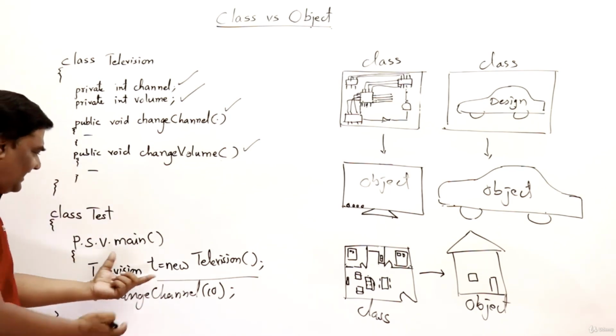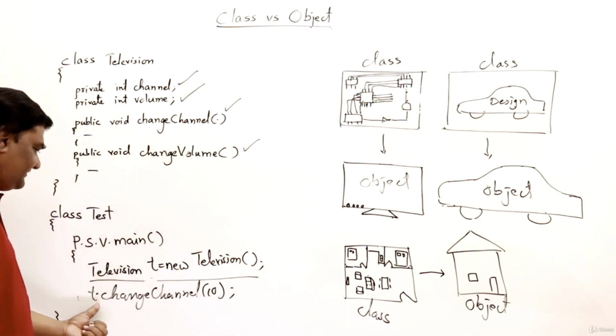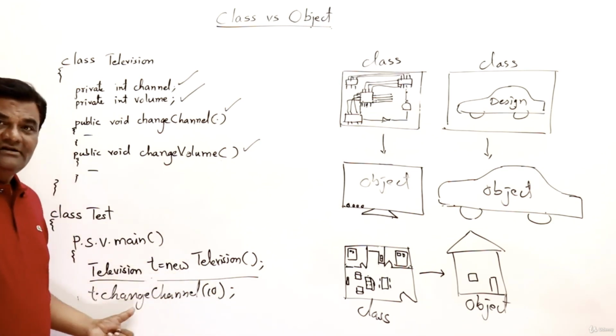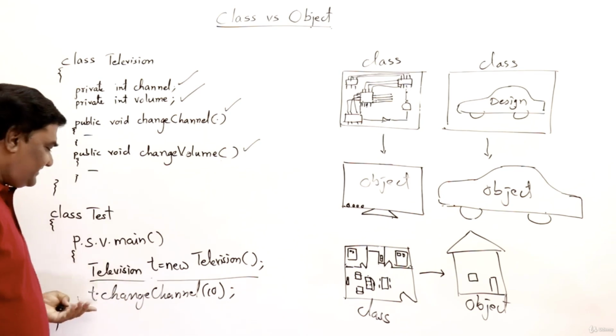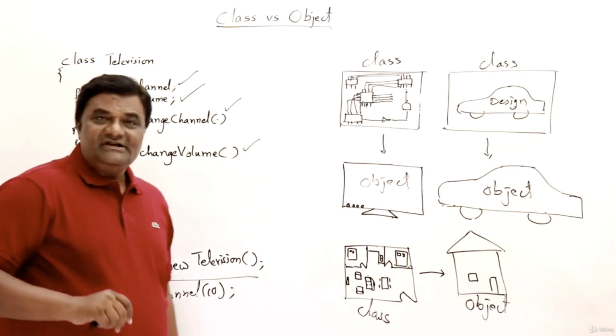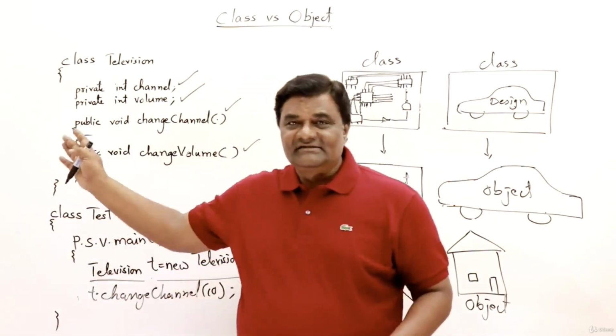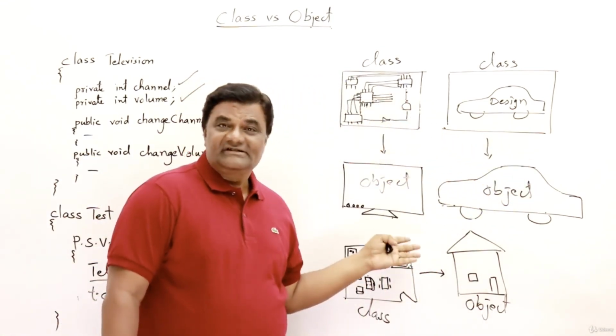Now, it is just like I have a television with me. I am changing its channel. I am saying television, change your channel to 10. So this is as simple as we do it here. So the object is there, you can call the methods upon that object. So this is how we write classes and then we create objects, just like a design from which objects are created.